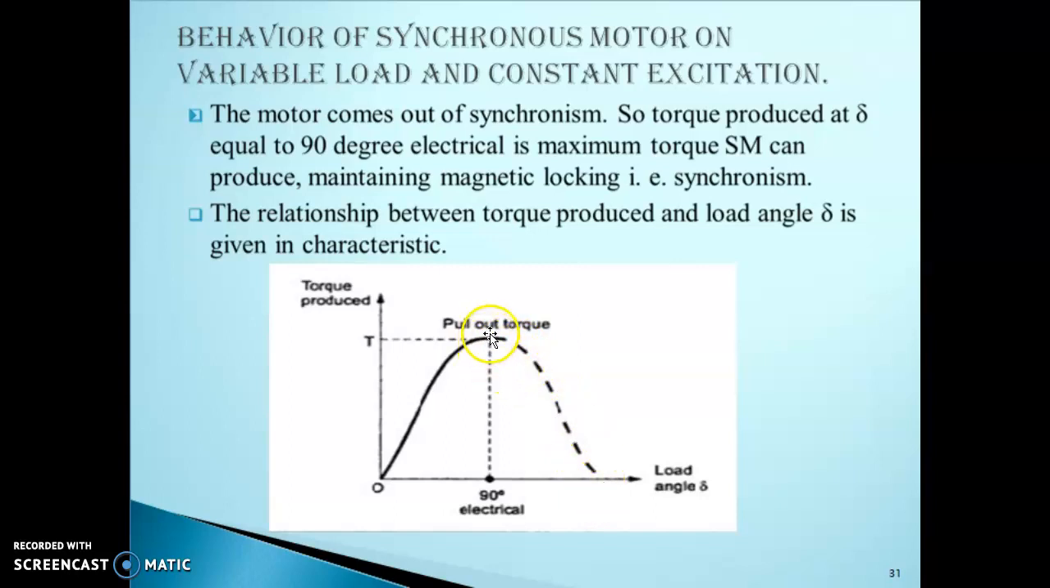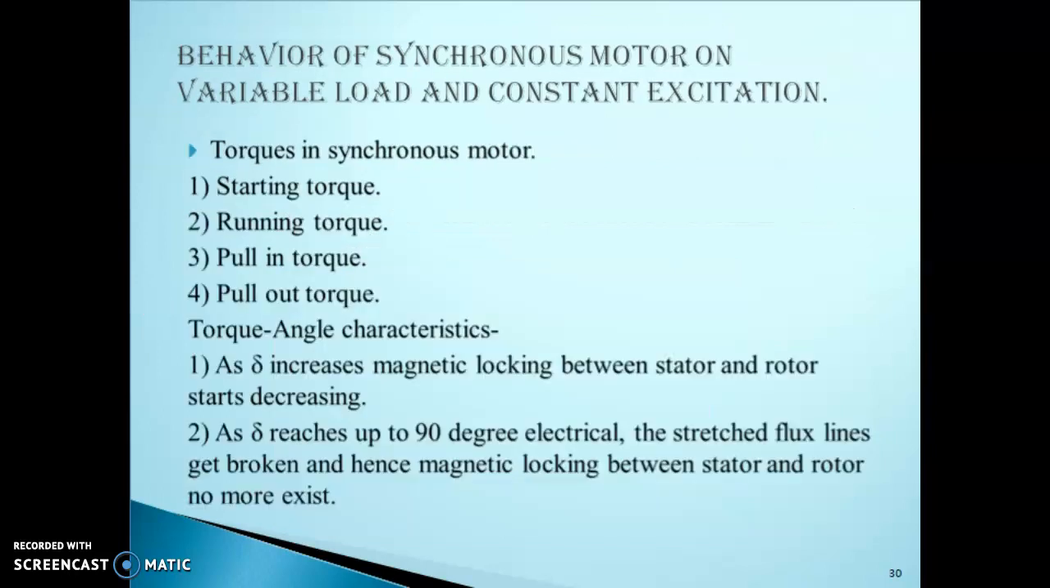So this is the exact instant when delta is 90 degrees electrical. If we increase any further load, delta will also increase and our motor will come out of synchronism. At this instant the torque is called the pull-out torque. So this is the torque angle characteristics explanation.